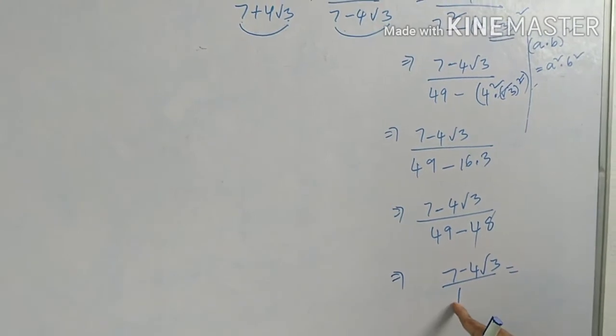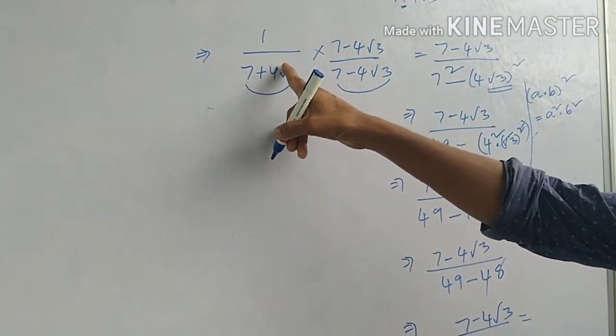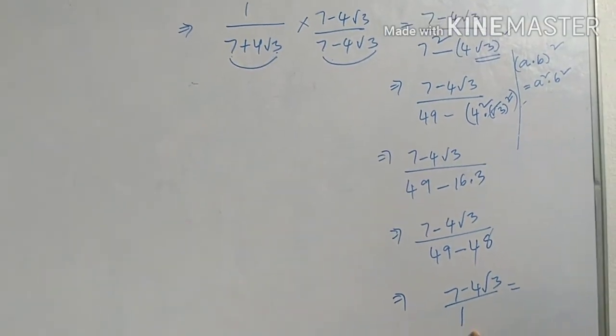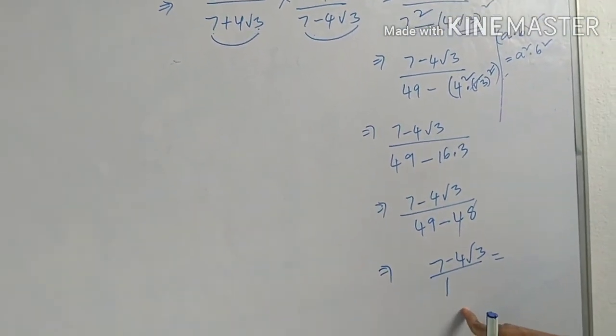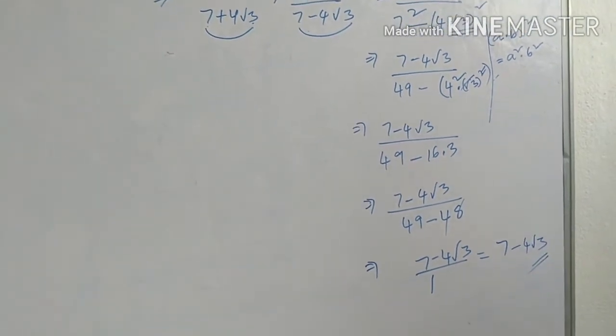So the denominator is rationalized. Here the denominator was an irrational number. Finally, our result: the denominator is rationalized. So the result, 7 minus 4 root 3, is the final answer.